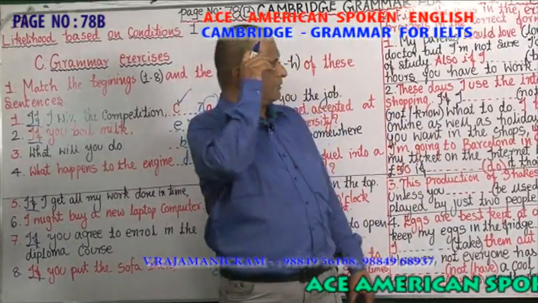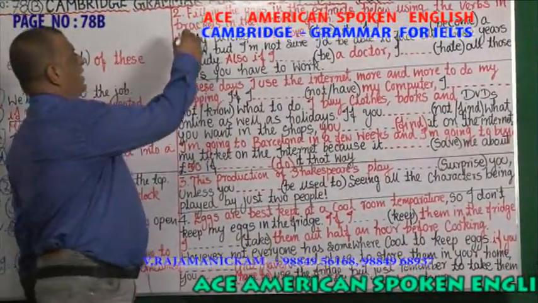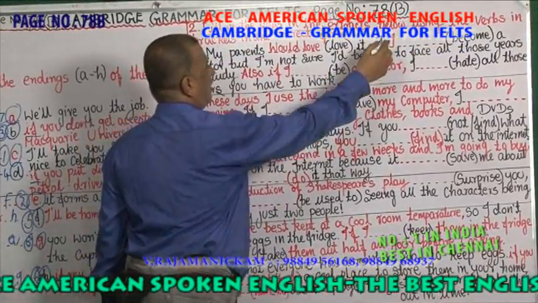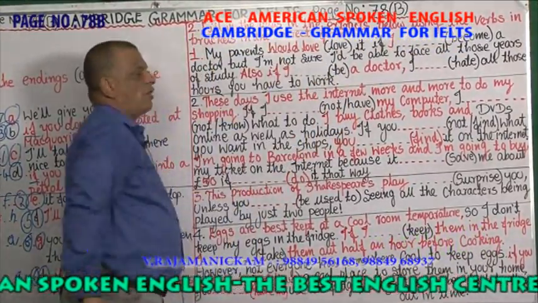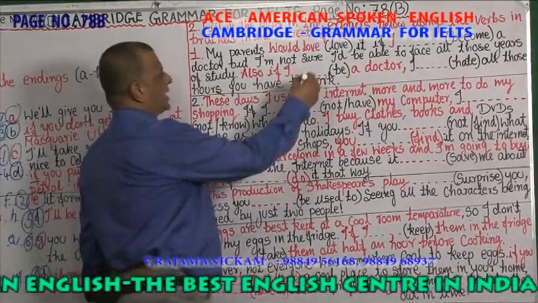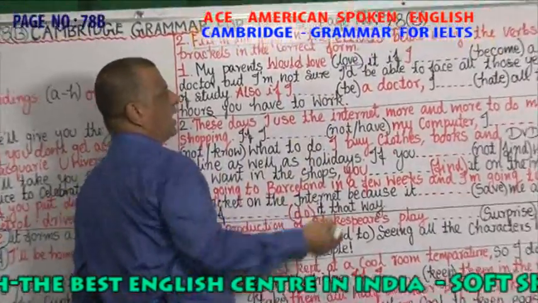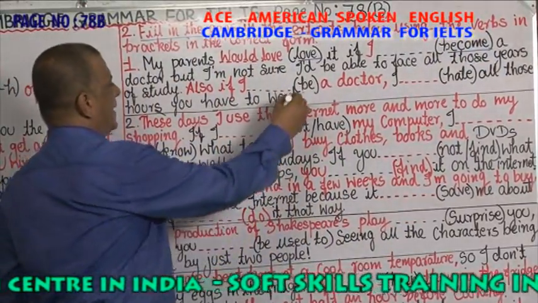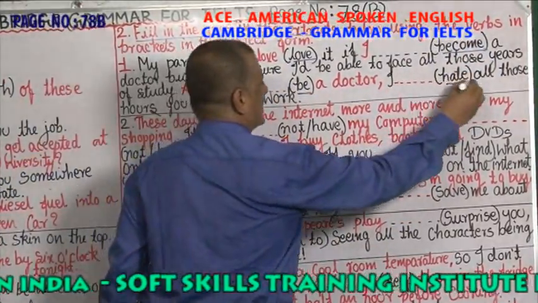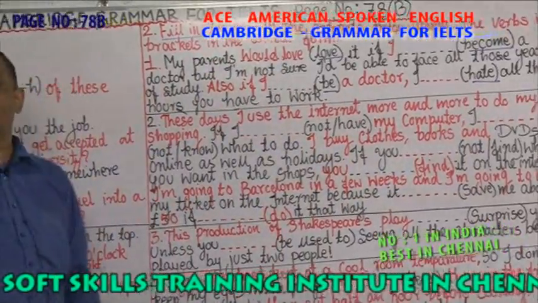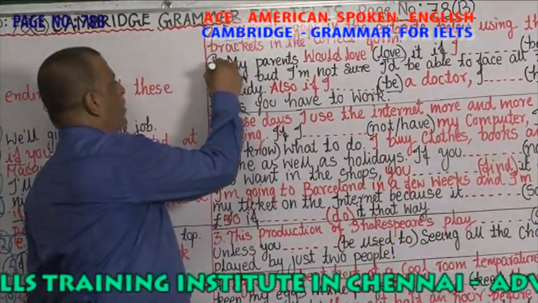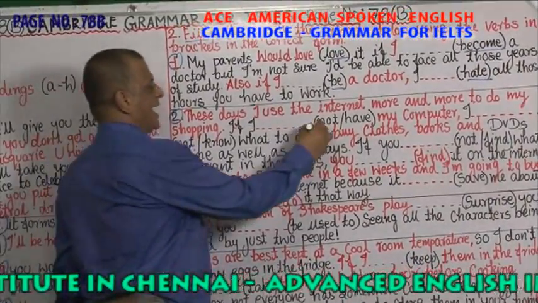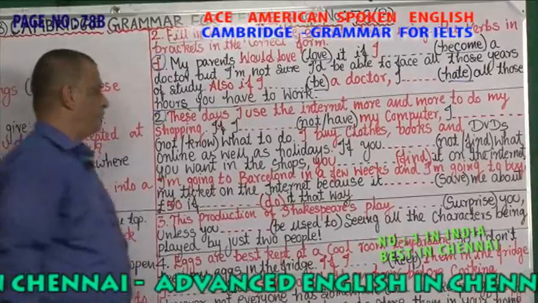Yes. Now coming here, dear friends, fill in the gaps in the extracts below using the verbs in brackets in the correct form. The verbs in the brackets, number 1: love. The example is given, would love. Then the verbs become, be, hate. So you have to put the right form of the verb here for number 1. Number 2, what are the verbs? Not have, have. You have to form the correct verb here.